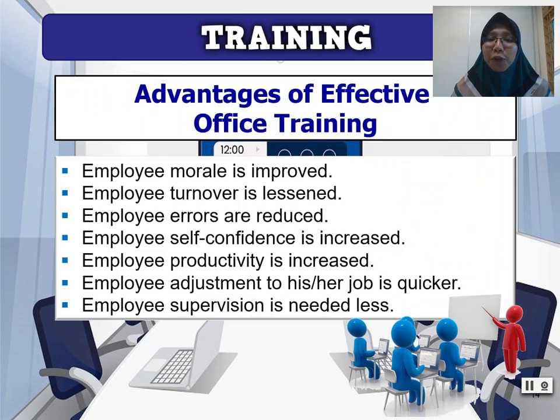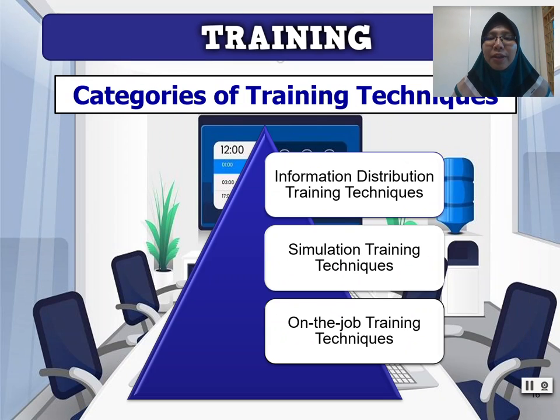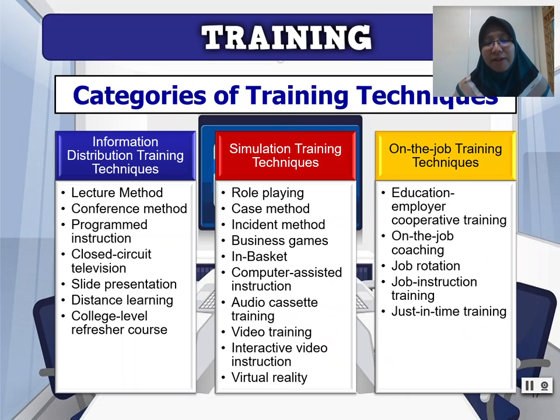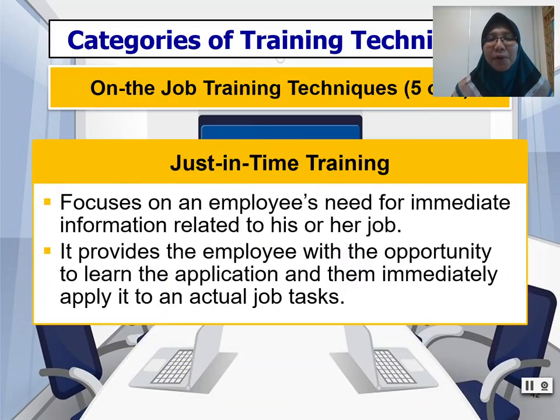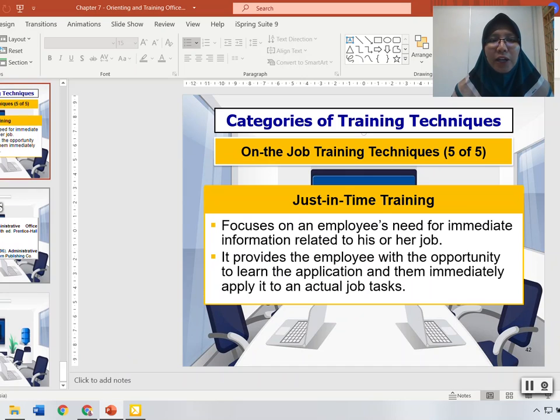And then for training, you need to know there are 3 categories of training technique. The first one is information distribution training techniques. You have 7. Okay, and then simulation training techniques. This one you have 10. And lastly is on-the-job training techniques, and this one you have 5. Okay, so that's it for chapter 7, and I'm going to meet you again in chapter 8. Okay, the last chapter.